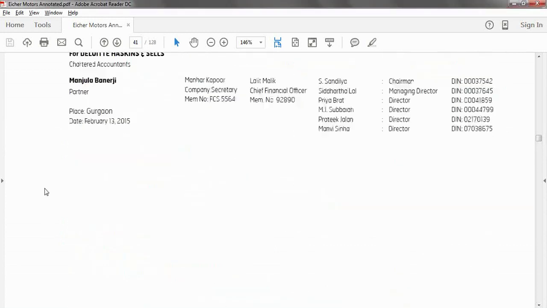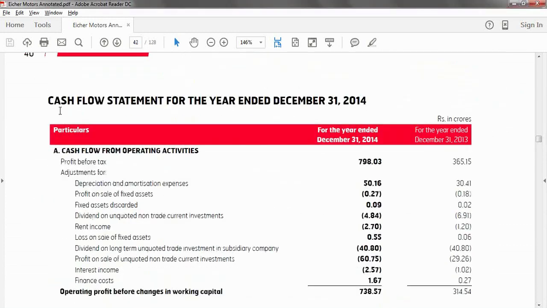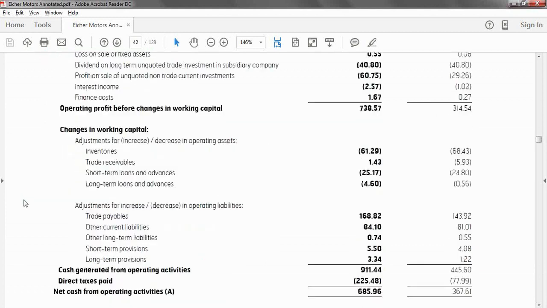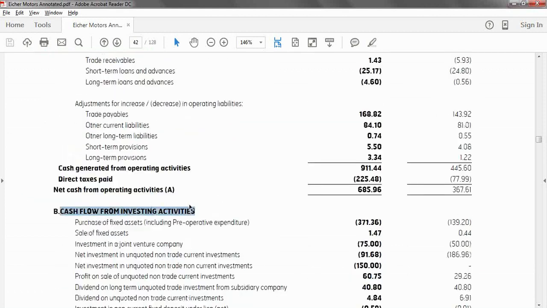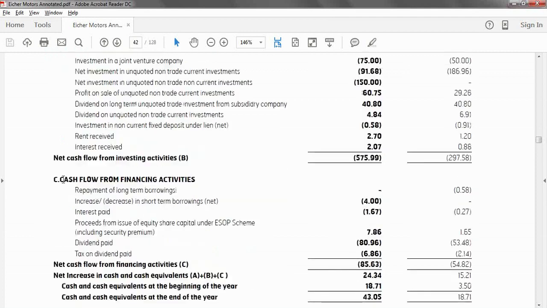Further, following that, the cash flow statement is also available. This is what we did not see earlier in our presentation, but the cash flow for the year, the amount of cash coming in and cash going out, is also available here. You will note that this is divided in three parts as we had seen earlier: cash flow from operating activities, cash flow from investing activities, and finally cash flow from financing activities.